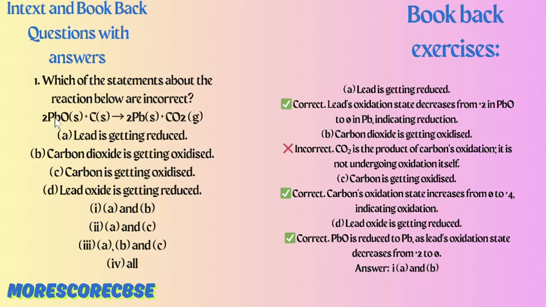So this one is giving out the oxygen and this one is gaining oxygen. So the first option here, lead getting reduced. It is a correct statement because oxygen is given out. Next, carbon dioxide is getting oxidized. No, this is an incorrect statement because carbon dioxide is the product formed here. Okay. Next, carbon is getting oxidized. It is also a correct statement because carbon gains oxygen and forms carbon dioxide.